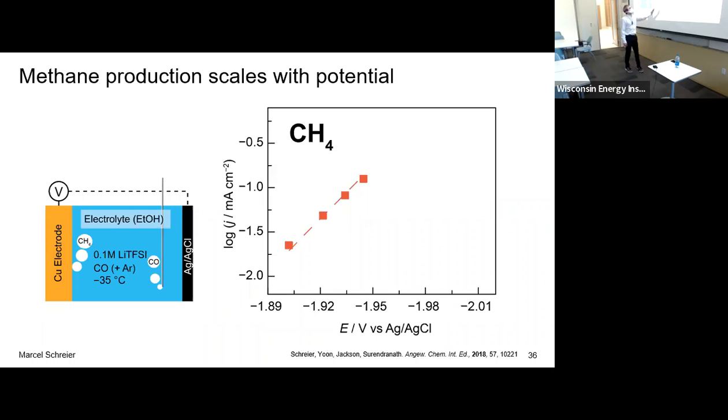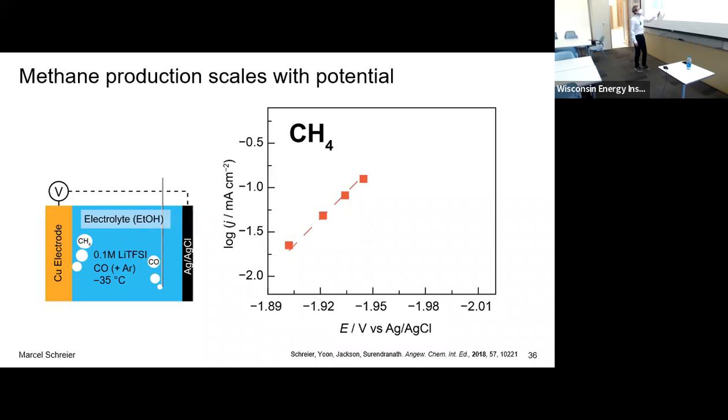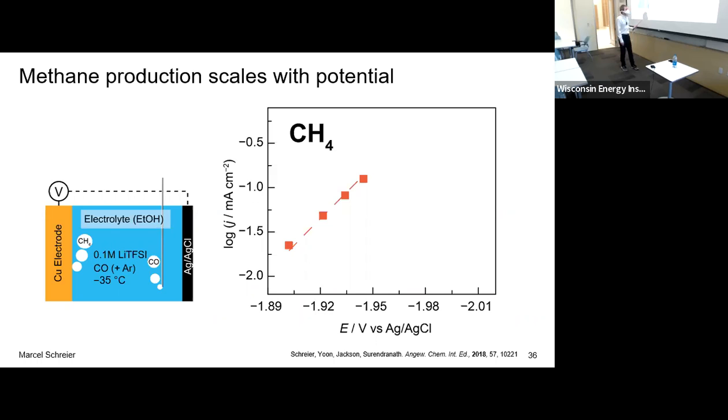Let's start by looking at the synthesis of methane. We are considering a copper electrode that is in contact with an ethanol electrolyte at minus 35 degrees Celsius. We are introducing carbon monoxide into this electrolyte at a very well-controlled pressure. And as we start applying a reducing potential to this copper electrode, we start to observe the production of methane. Now, if we plot this methane production on a logarithmic scale as a function of the electrochemical driving force, we can see that we get a linear curve.